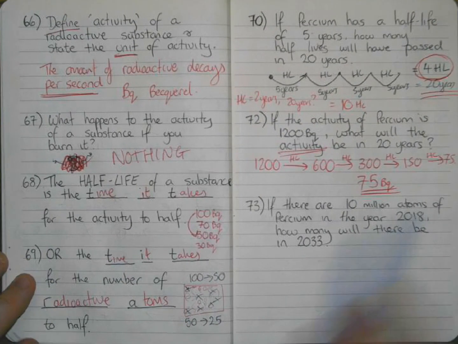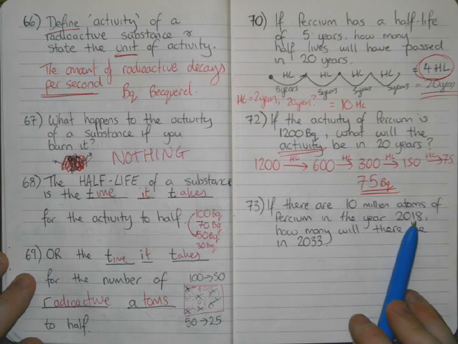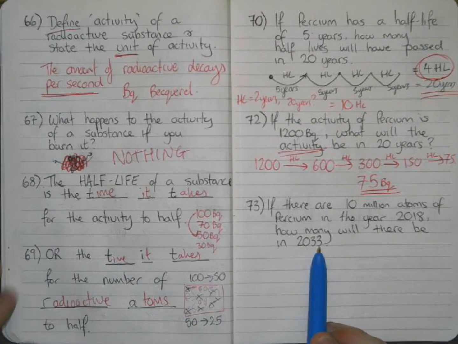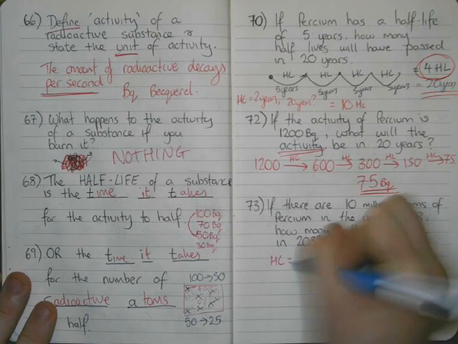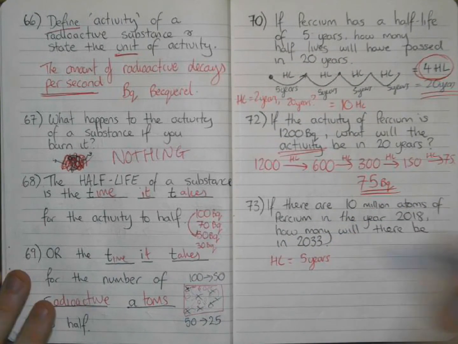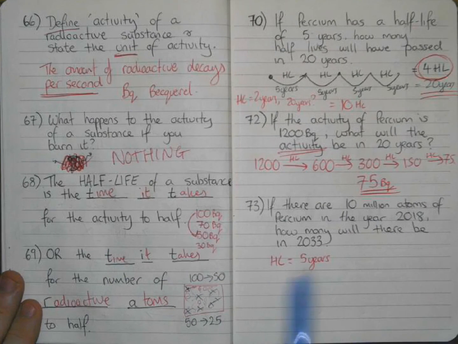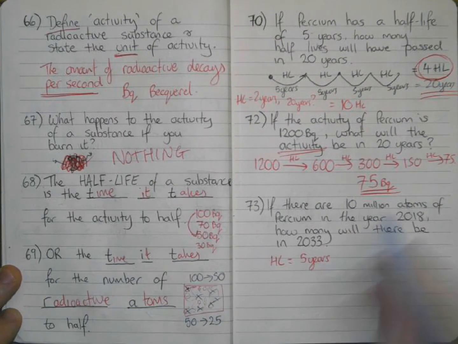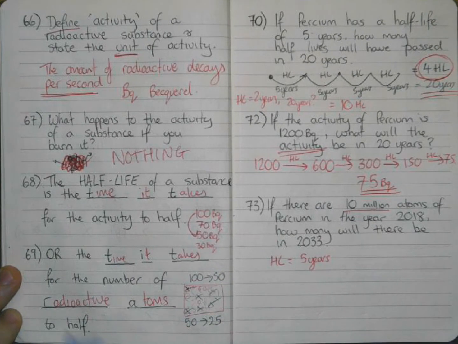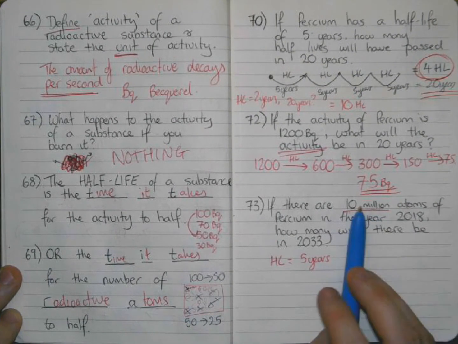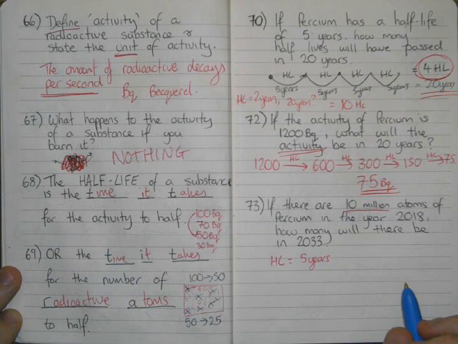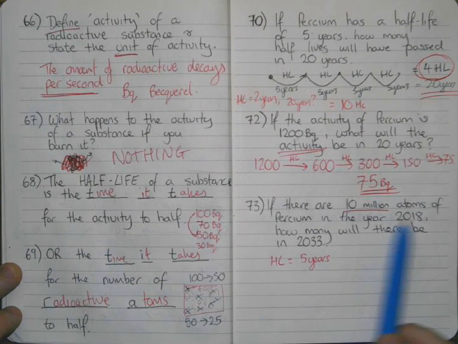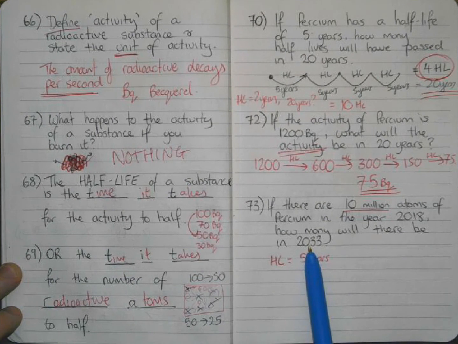If there's 10 million atoms of persium in the year 2018, how many will there be in 2033? Let's recap what we've got. The half-life of 5 years. There's 10 million atoms, but the half-life is the time it takes for the number of radioactive atoms, 10 million, to halve. So after 1 half-life it's going to drop to 5 million. But we need to know how many half-lives there are between 2018 and 2033.